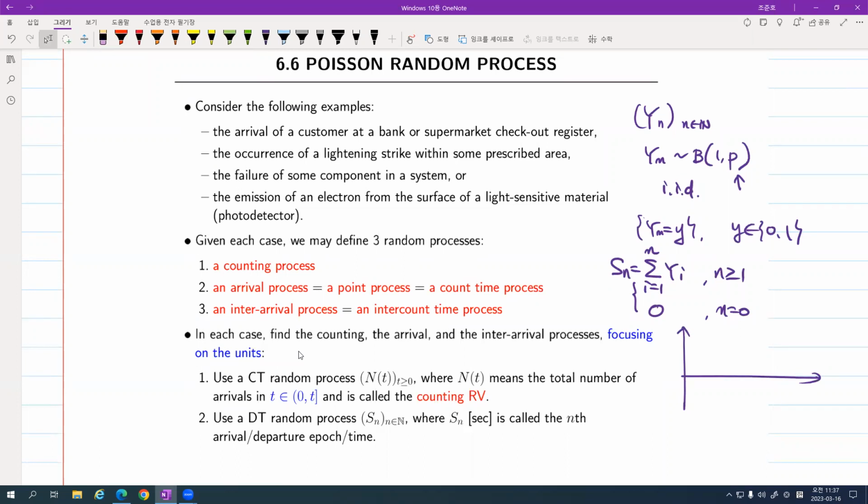Now, what happens? Let's consider a sample path of this S sub n. This is n. At 0, it's 0 because we defined it like that. And at time 1, what can happen? If Y sub 1 is 0, then it's still 0, right? If Y sub 1 is 1, it jumps to 1. And if Y sub 1 is 1 and Y sub 2 is 1, what happens? It jumps to 2, or something like that. This is a discrete time counting process. So here, it seems that every counting process is a continuous time random process, but it is not. That's what I want to say. Got it? A counting process could be a discrete time process. So be careful.